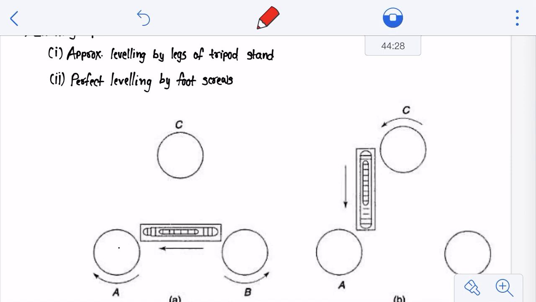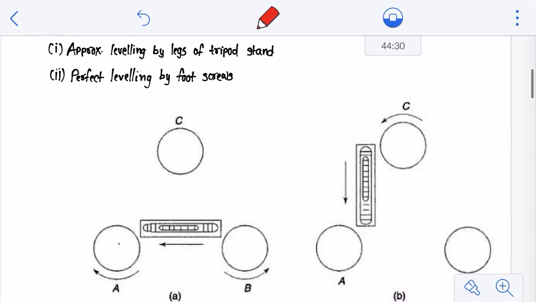So how will you do it? You can do it by means of two different things. The first one is approximate leveling by the legs of the tripod stand. Right, what does it mean? You will try to change the position of the tripod legs so that the bubble of the level tube comes into the center. The legs of the tripod stand should be firmly fixed in the ground.